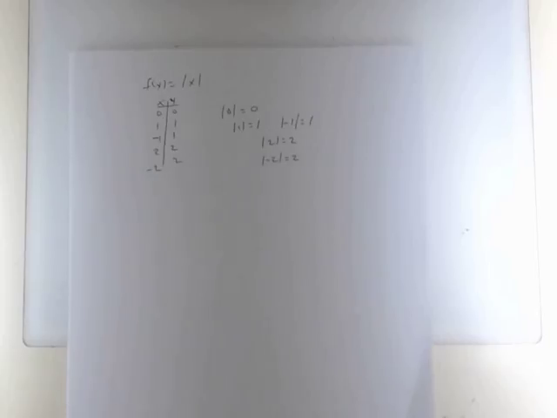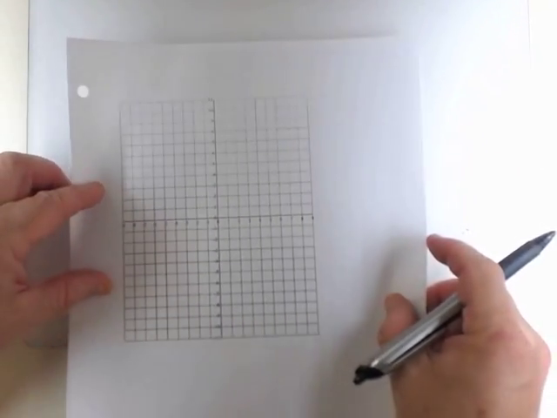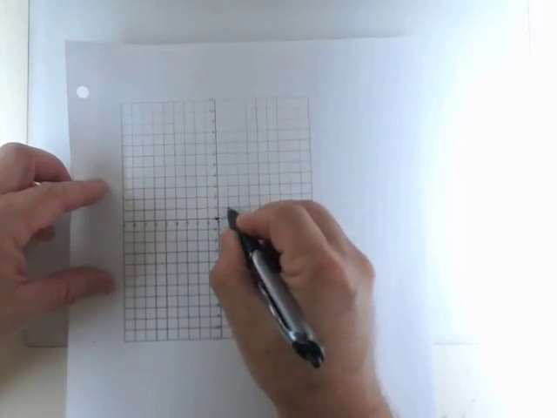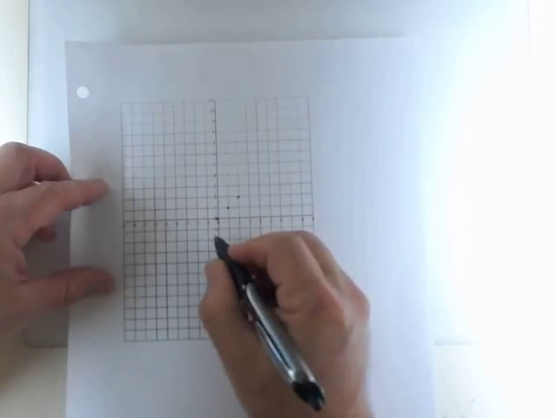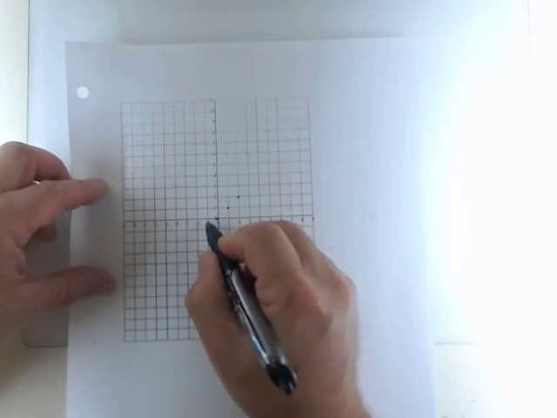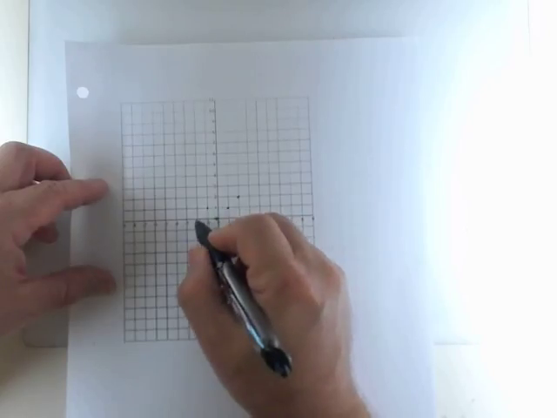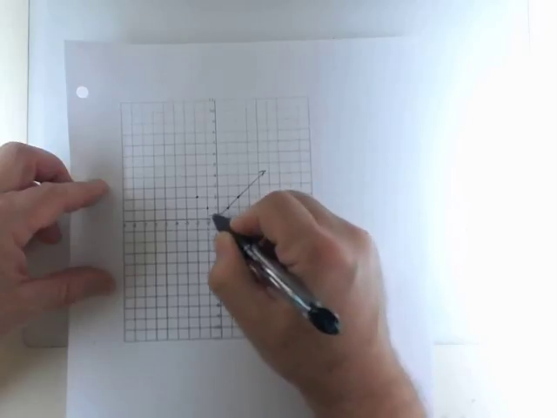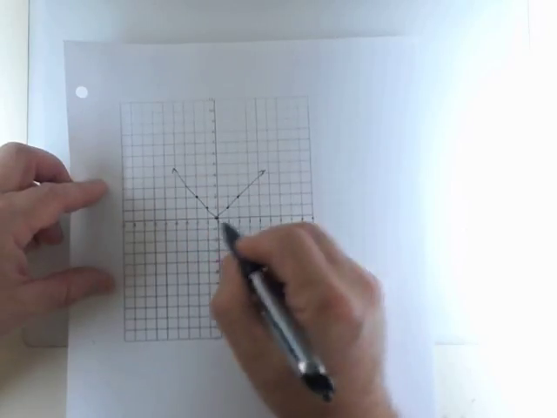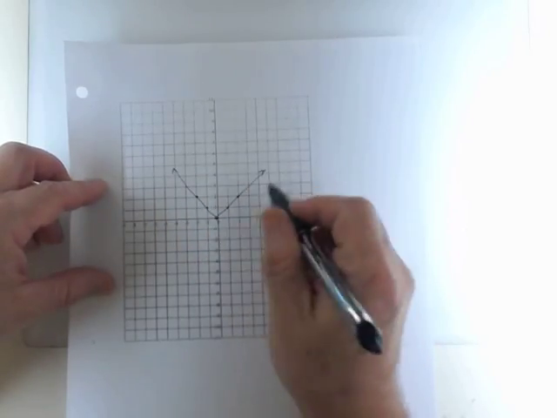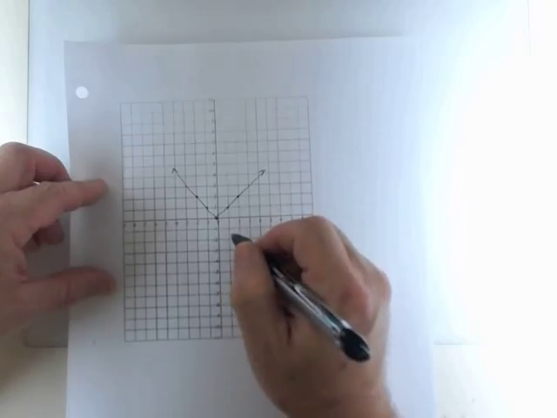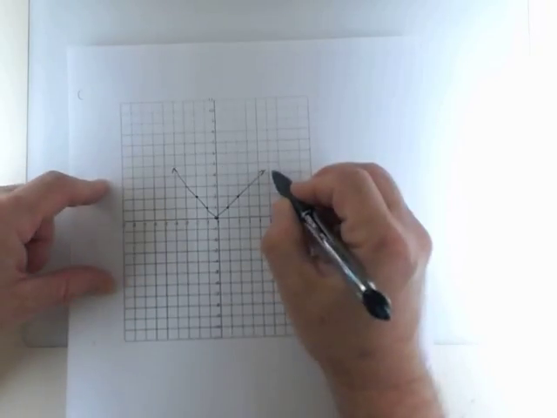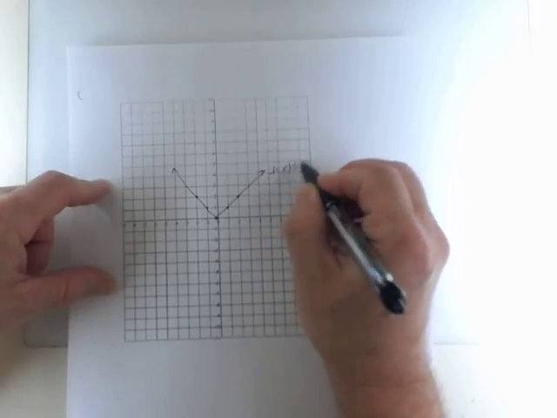So when I graph this, now these are the 5 points you have to remember. So 0, 0, 1, 1, 2, 2, right? Negative 1, 1, negative 2, 2. So it's a V. You get 2 rays, correct? Don't make it look like a problem. It's got to be a ray, 2 rays. So that's your parent function. That's going to be the absolute value of x.